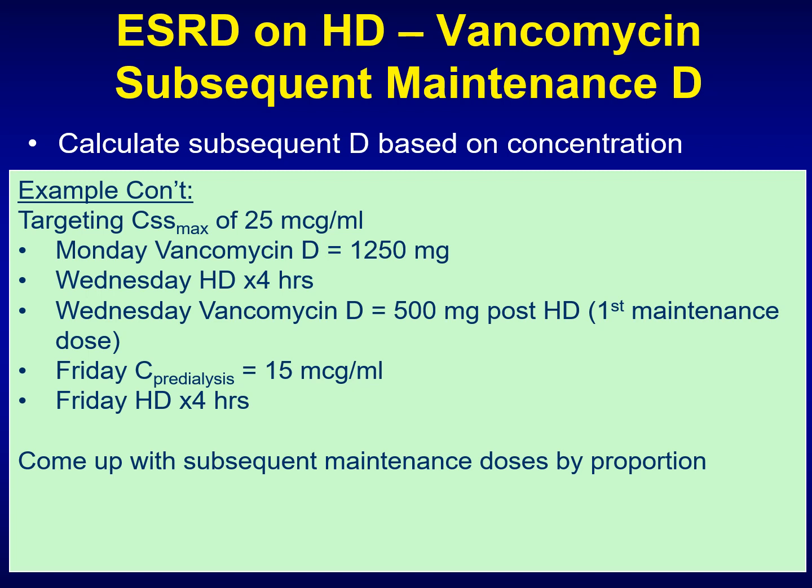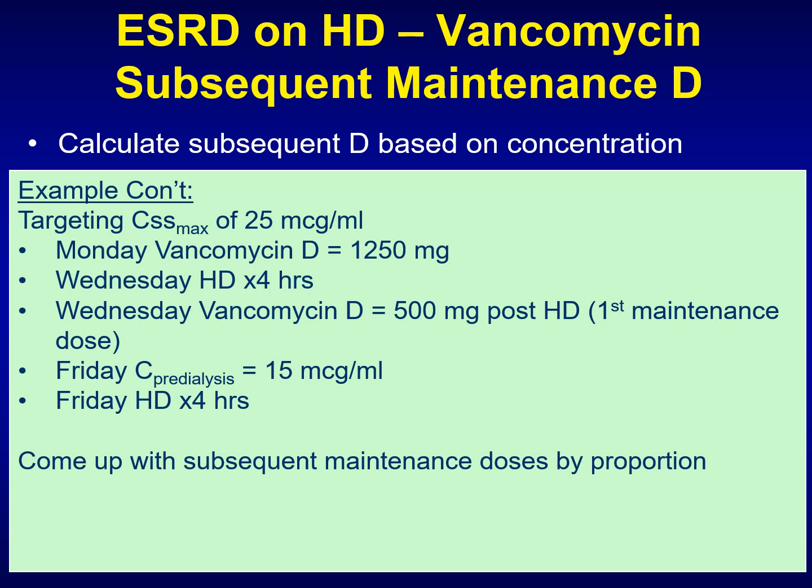Calculate subsequent dose based on concentration. Example continued. So we're targeting a Cmax still of 25. Monday, the patient got 1250 milligrams. On Wednesday, the patient received 4 hours of dialysis. In the previous slide, we calculated the patient should receive 500 milligrams post the dialysis to maintain the Cmax of 25. On Friday, we checked the pre-dialysis level, and the level came back 15. Subsequently, the patient also received 4 hours of hemodialysis on Friday.